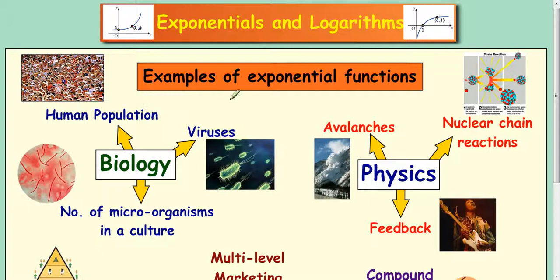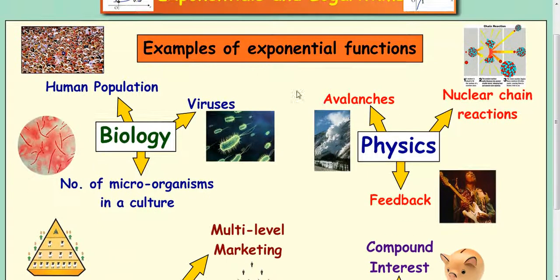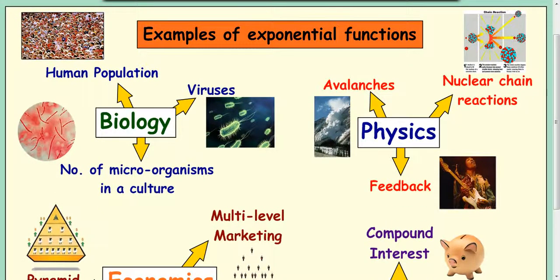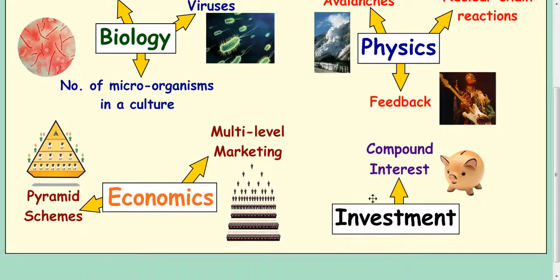Where are these things likely to occur, exponential functions? Well, human population, it's always increasing exponentially. Viruses: a virus starts off small and then spreads dramatically and gets much bigger. An avalanche, feedback on a guitar, starts off small, gets very loud very quickly, and there are some other examples there for you to look at.